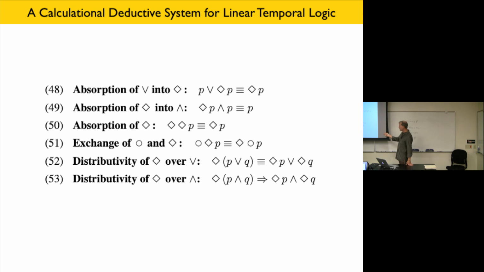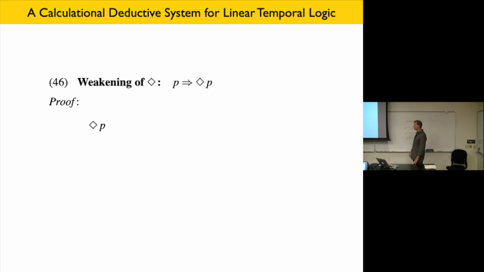And here, absorption of or into eventually: P or eventually P. If P is true or eventually P is true, that's the same thing as saying eventually P is true. They're equivalent. And here's absorption of eventually into conjunction. If you have eventually P, and you also have P, that's just the same thing as having P. Not just implies, but equivalent. All right, so let's do another one. I just have a few here for us to work through. Let's do weakening: P implies eventually P.